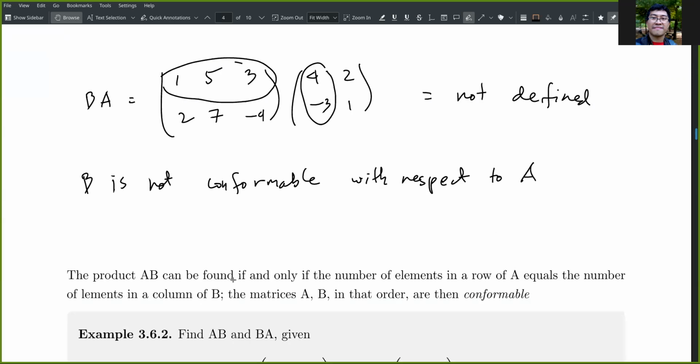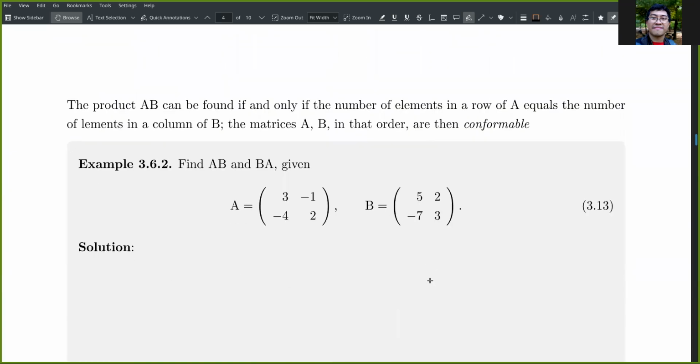The product AB can be found if and only if the number of elements in a row of A equals the number of elements in a column of B. So the matrices A, B in that order are then conformable.